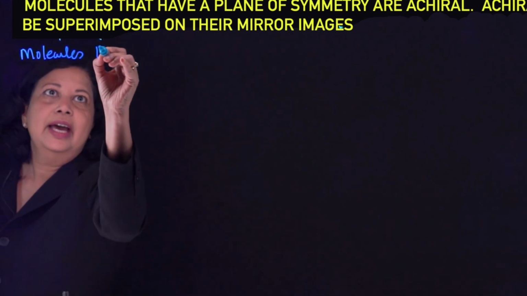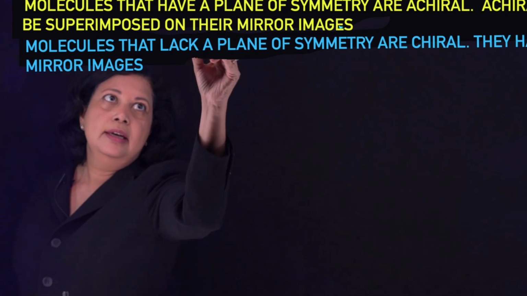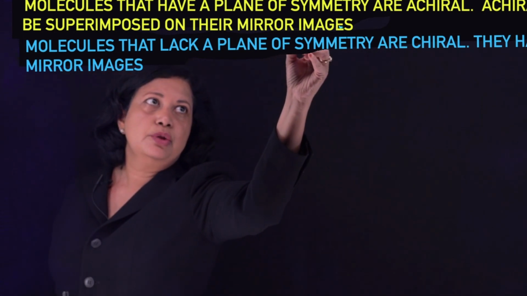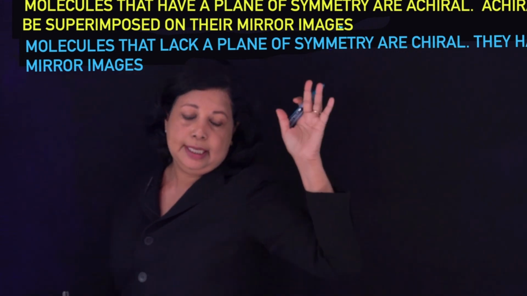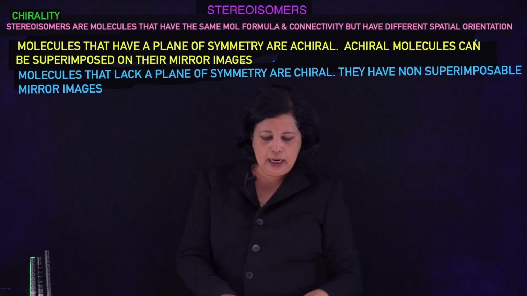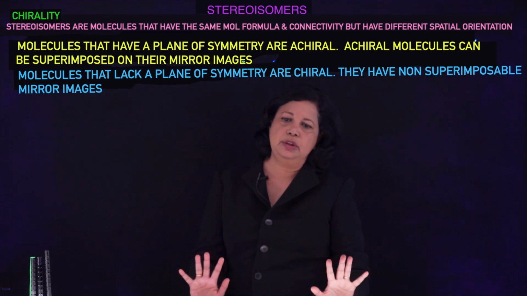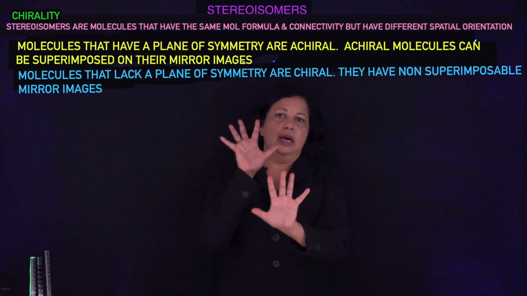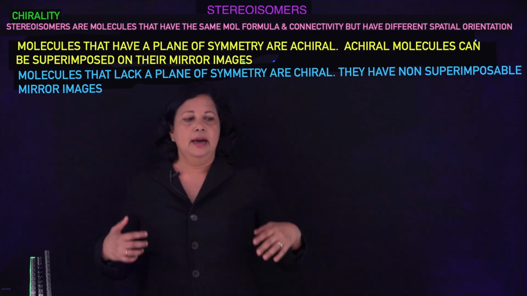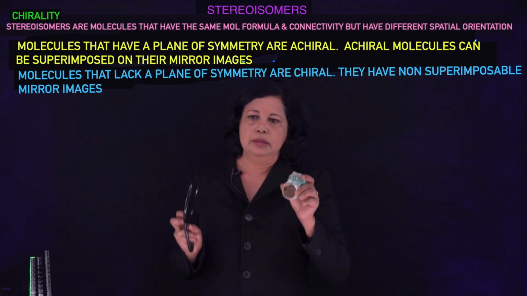Molecules that lack a plane of symmetry, so you shouldn't have a plane of symmetry in the entire molecule or the entire object, are chiral. It comes from the word chi, which is handedness. So you can't really superimpose this on top of this, you see? They are non-superimposable. Their mirror images are non-superimposable.